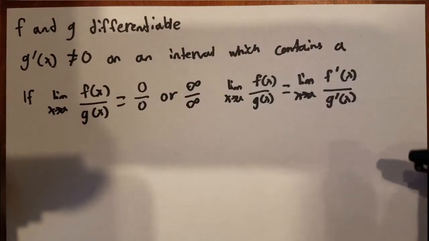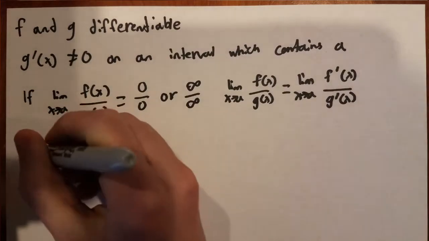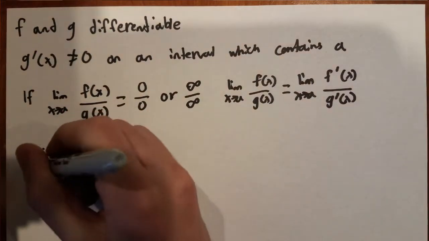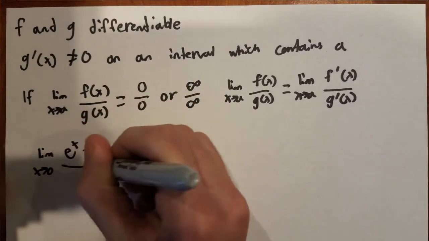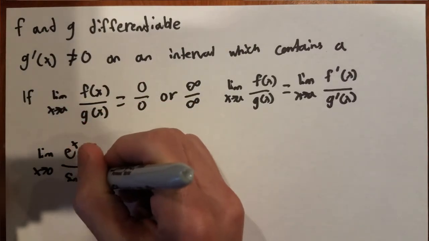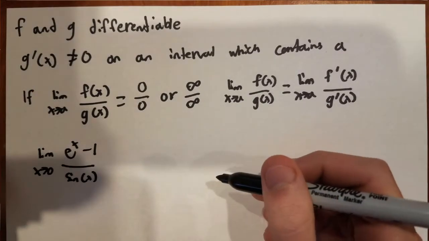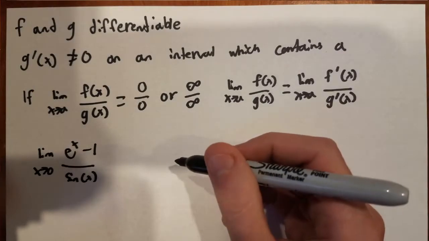So now that we know what L'Hopital's rule says, let's try and do an example problem real quick. So let's say we're trying to find the limit as x approaches 0 of e to the x minus 1 over sine of x. Okay, so now with any limit problem, the first thing we're going to check is if we can just plug in the number we're approaching.